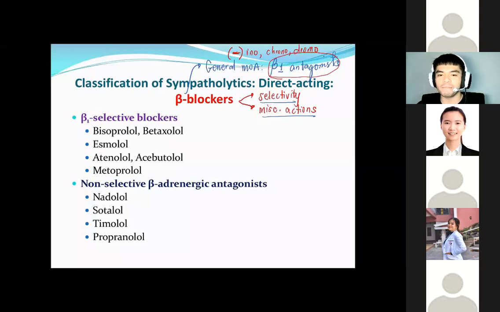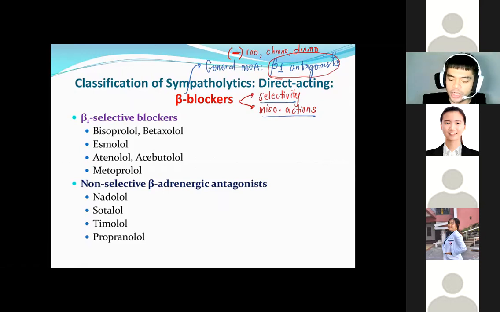Can you still remember these medical terms involving the heart? Alin sa tatlo ang strength? Inotropy. Alin dyan ang AV nodal conduction velocity? Dromo. That's right. Ano ang chrono? Heart rate, yung bilis ng tibok. Very good. So lahat ng beta blockers may effect na yan.